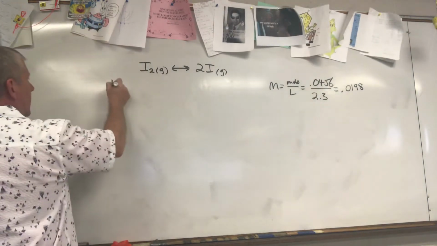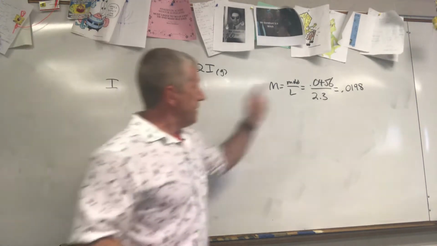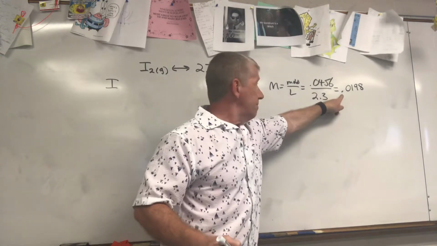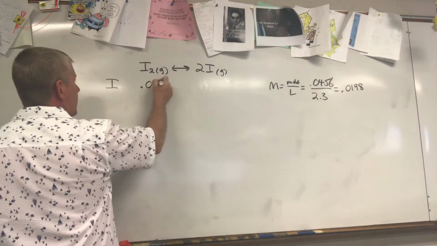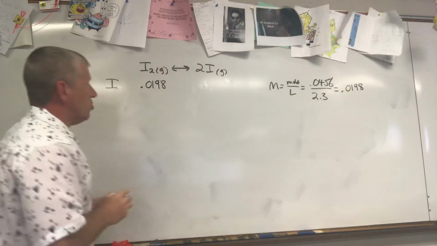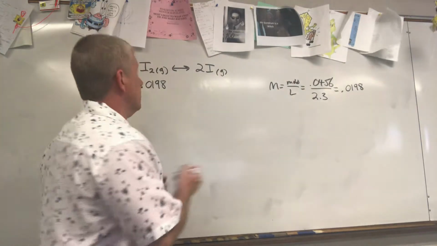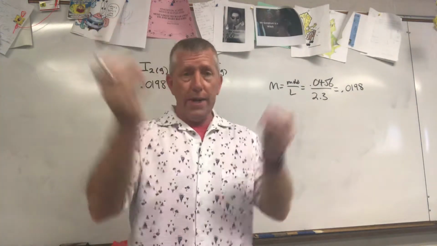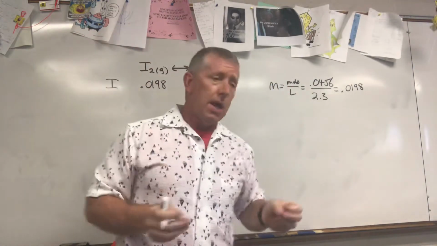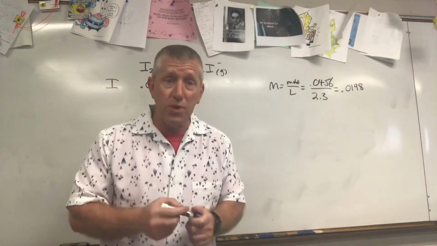ICE, I. The initial concentration of this, we calculated it right there: 0.0198. Okay. The initial concentration of the iodine ions. Those are actually the ions floating around after the I2 breaks apart, and now you've got these iodines floating around. What's the initial concentration of that? Nothing. It's 0. We just started.